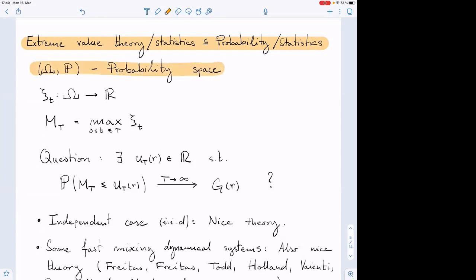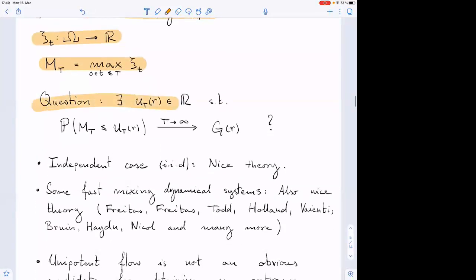So the standard setup would be a probability space and a sequence of random variables, either a stochastic process if you're looking at it continuously, or a sequence of random variables if you're looking at it discretely. And then you define simply a new random variable, which is the maximum of these random variables. The central question in extreme value theory is, can I find a sequence u_t(r) such that the probability that the maximum stays less than u_t(r), when time goes to infinity, converges to a non-trivial distribution function. And this u_t(r) is what, for example, in the Polycott theorem is r plus log t.